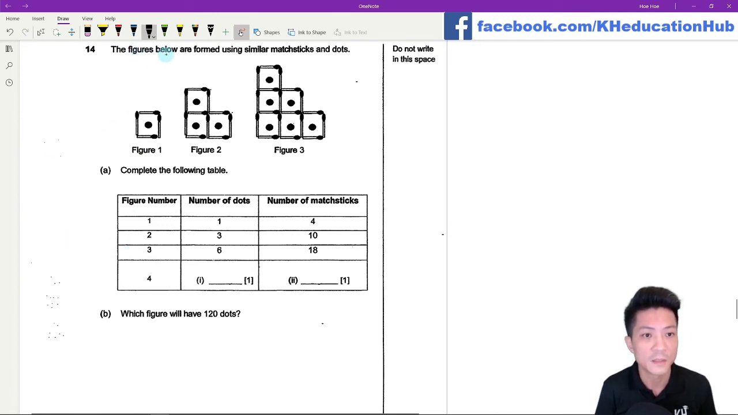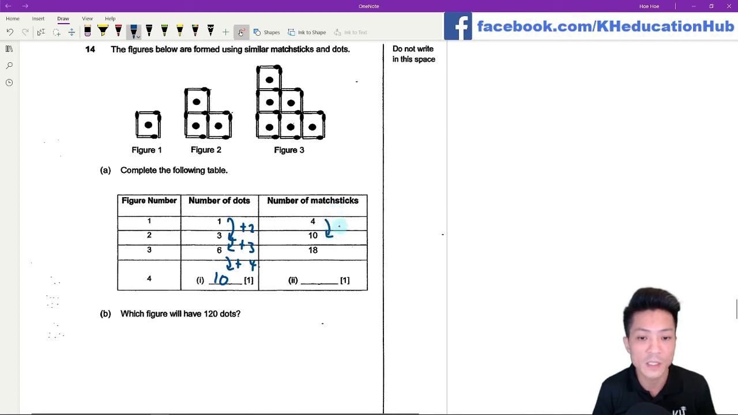Question 14. The figures below are formed using similar matchsticks and dots. So we can see the figure here. Complete the table. So figure 1, 2, 3, 4. The number of dots will be 1, 3, 6. And so we should know that in this case this is plus 2, plus 3. So the next one should be plus 4. Okay, this should be 10.